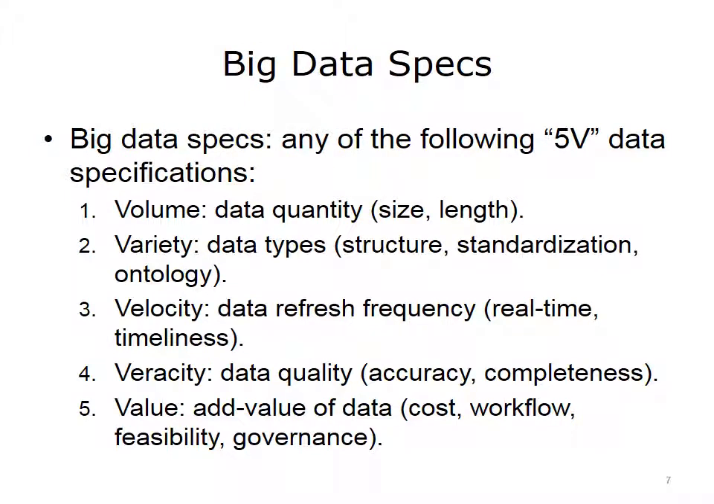Big data is often defined as having at least one of the following specifications: a higher than usual volume of data. This is also referred to as the data quantity, size, or length. A large variety of data types or data sources that bring along new data structures, standardizations, or vocabularies that are uncommon to population health. A high velocity of data, with high frequency of refreshes, such as real-time data feeds. A complex veracity of data sources, with varying accuracy or completeness for population health analytics. And an ambiguous value of new data sources in terms of cost, workflow, complexity, feasibility, and governance.